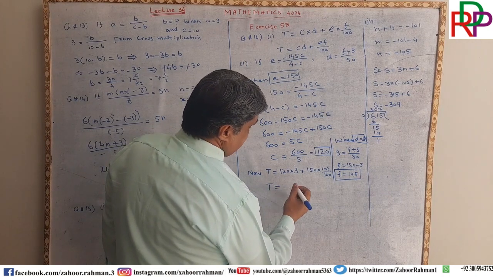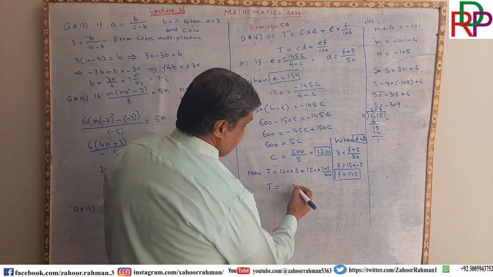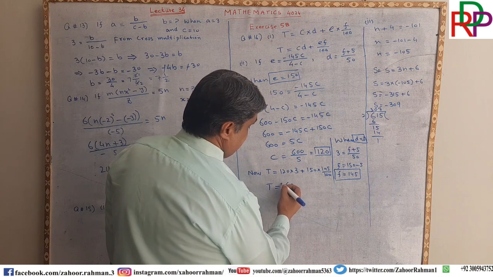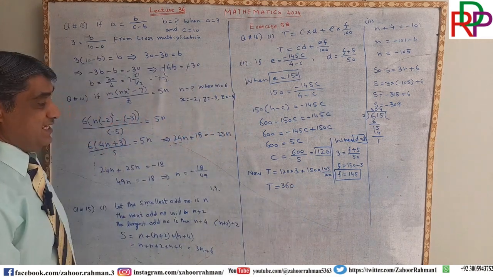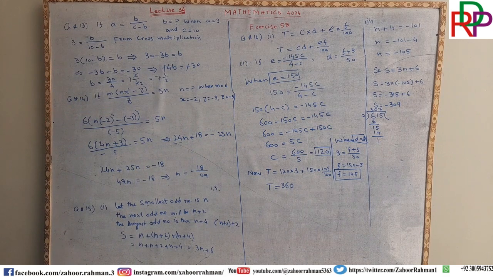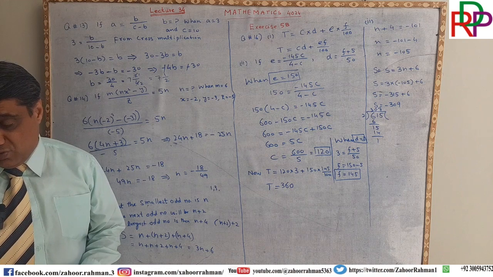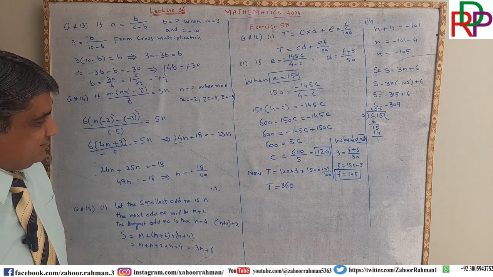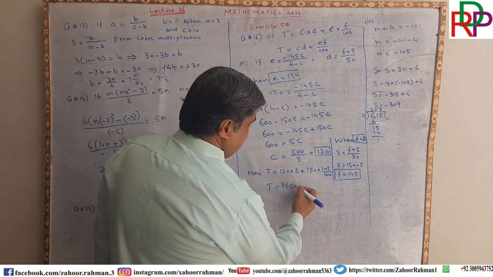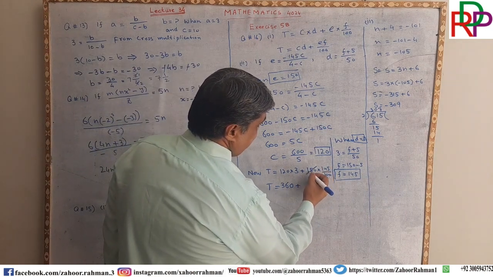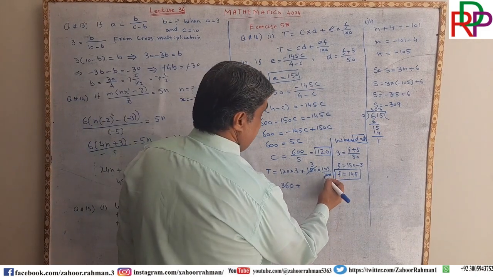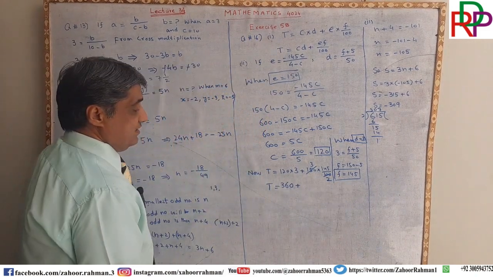Let me simplify it a bit. 3 zeros are 0, 3 twos are 6 and 3 ones are 3. So it means that it is 360. 3 multiplied by 120 is equal to 360. Yes, and then plus 5 threes are 150 and 5 twos are 100.